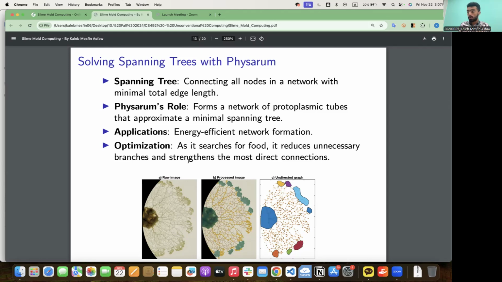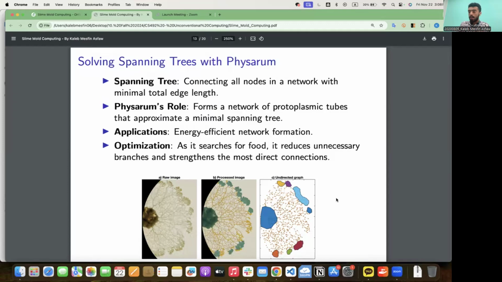So it was shown that if multiple oat flakes are nearby, the slime mold branches out to connect them, as you can see from the middle image. This behavior is similar to how traditional algorithms work to find the minimum edge between nearby vertices and get the nearest one to connect those paths.